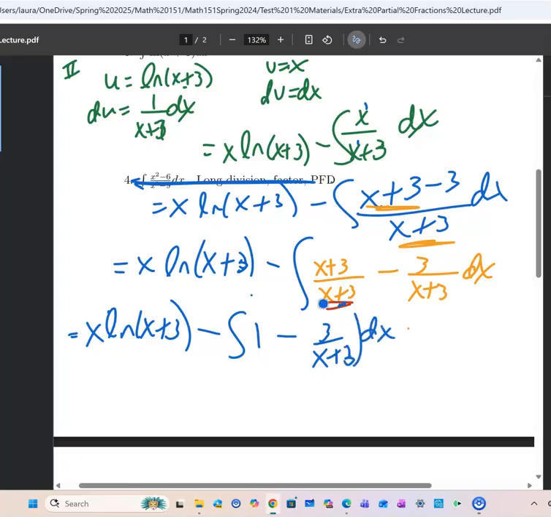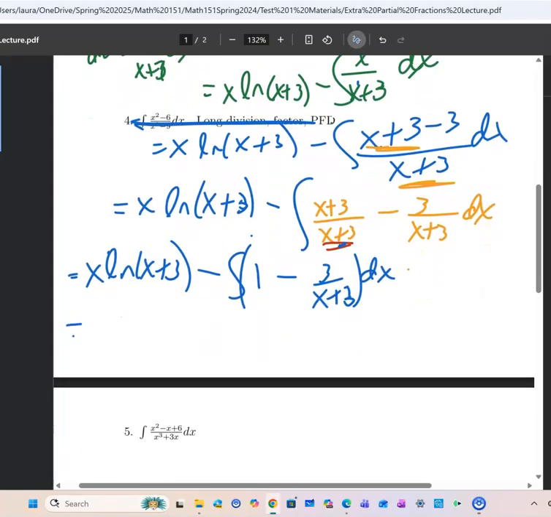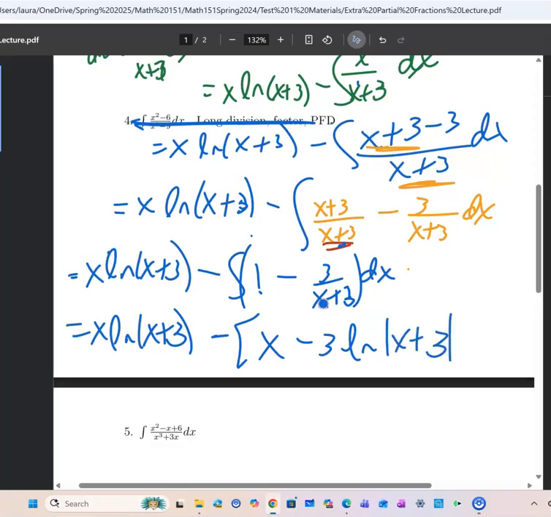And you don't have to write this many steps. I just want to make sure everyone's following. ln of x plus 3, okay, minus integral of 1 is x, and then this is going to be negative 3, and then times the ln of x plus 3 plus c, and you can just leave it like that. You don't need to go and multiply it all out.